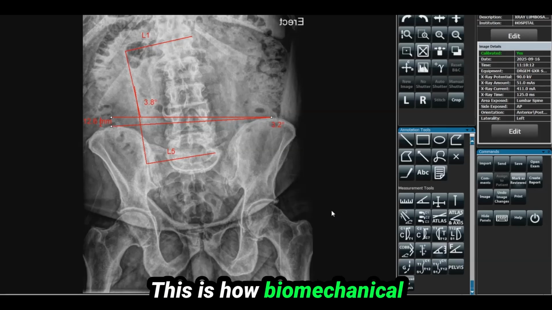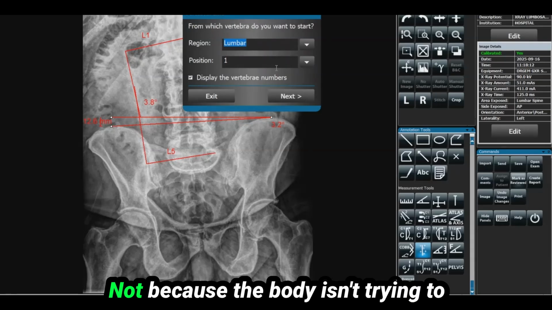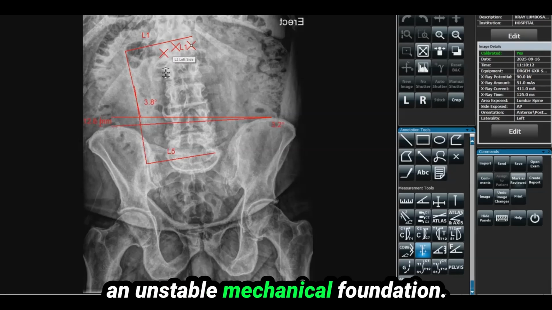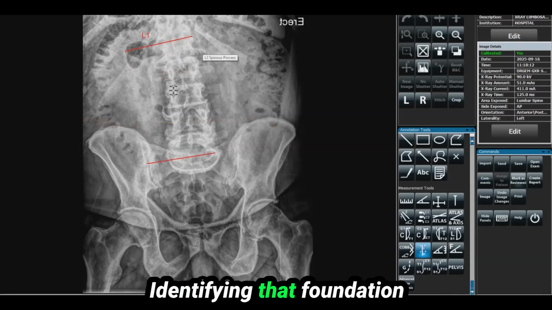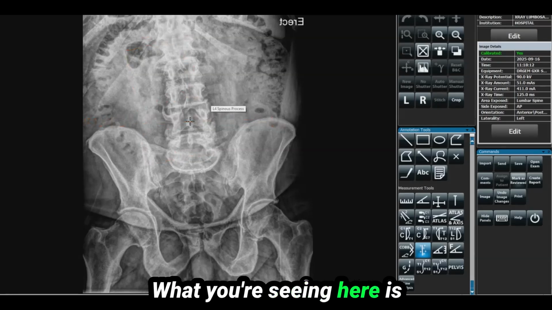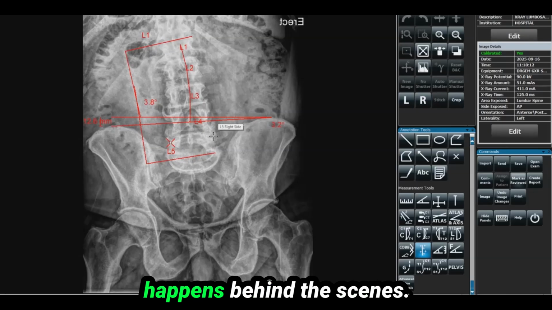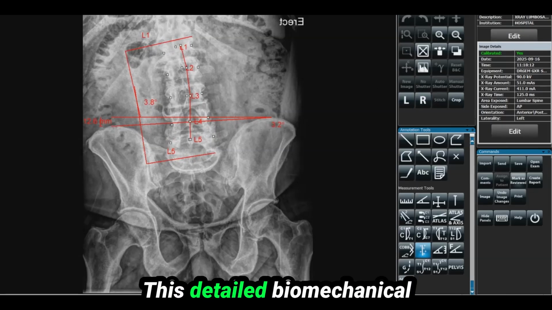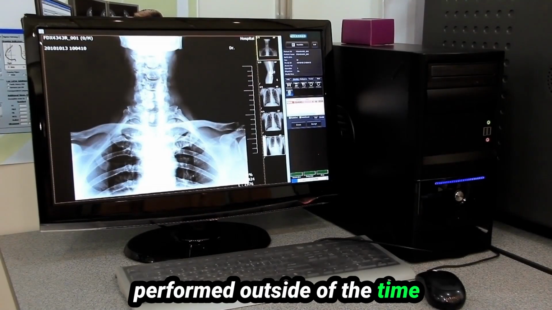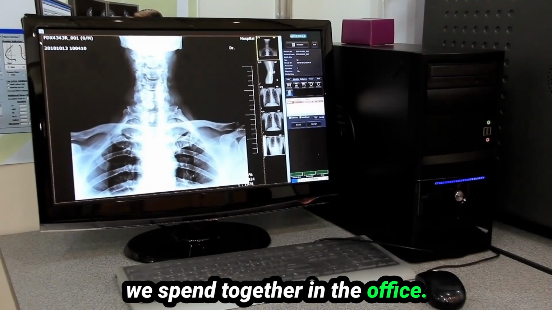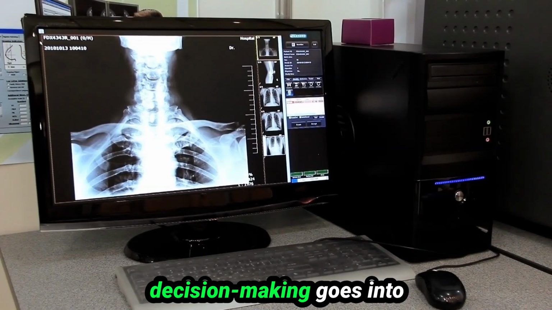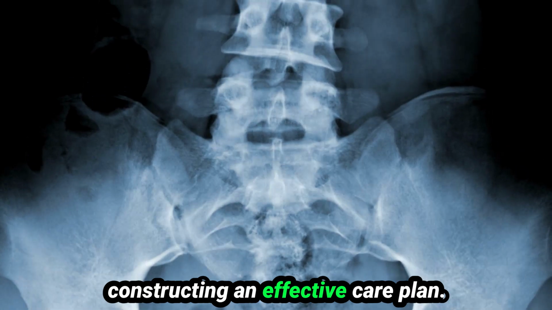This is how biomechanical problems persist, not because the body isn't trying to heal, but because it's working from an unstable mechanical foundation. Identifying that foundation is the key to effective long-term correction. What you're seeing here is only a portion of the work that happens behind the scenes. This detailed biomechanical examination and evaluation is performed outside of the time we spend together in the office. A significant amount of careful analysis, planning, and clinical decision-making goes into constructing an effective care plan.